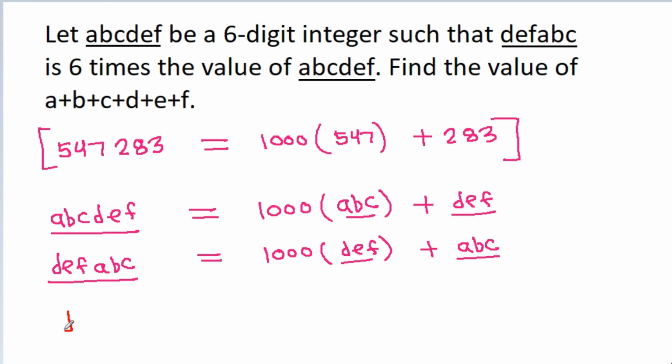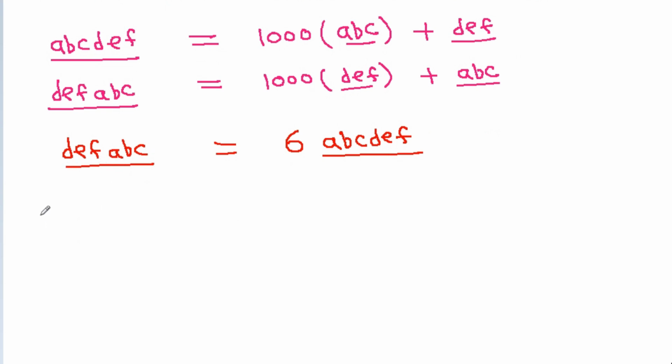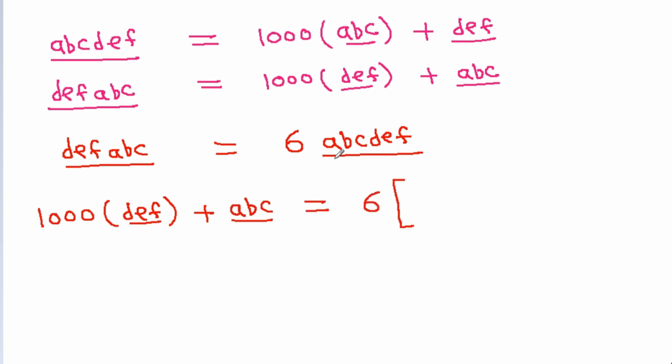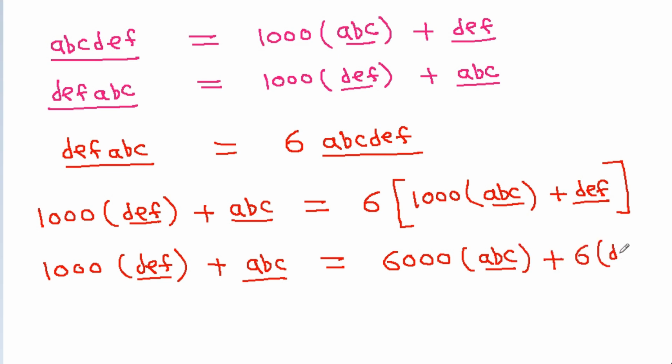And we are given that DEFABC is 6 times ABCDEF. And DEFABC is 1000 times DEF plus ABC, that is equal to 6 times ABCDEF, which is 1000 times ABC plus DEF. So 1000 times DEF plus ABC is equal to 6000 times ABC plus 6 times DEF.